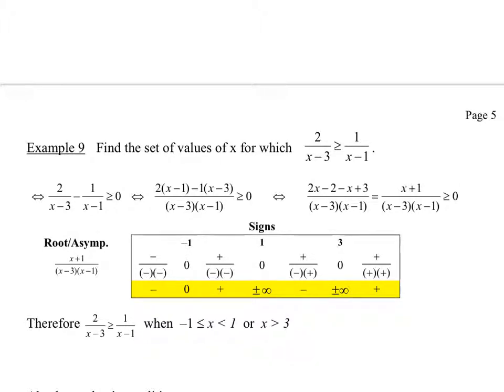Now, those of you who like writing things in another set notation might be interested in the alternative way of writing that, which is to write it like this. This means exactly the same thing as this thing here. It's the union of all the values from negative 1 up to 1, including 1. That's what that square bracket means. The normal bracket means that we don't include 1. And then this thing here means from 3 up to infinity, but not including 3. And the U just means it can be this or it can be this.